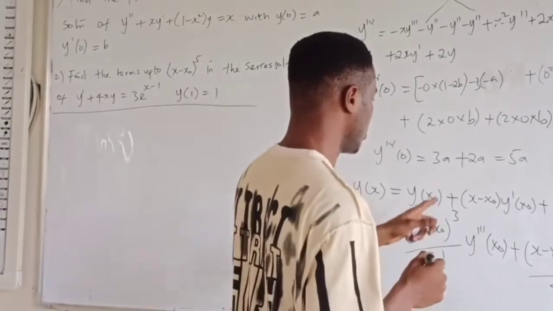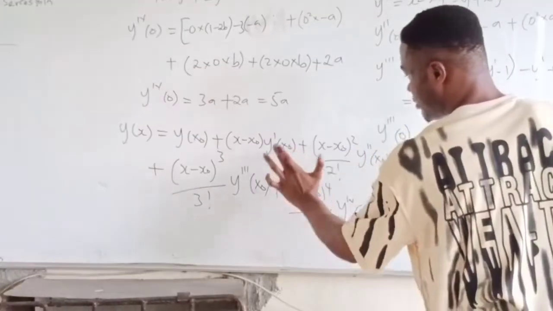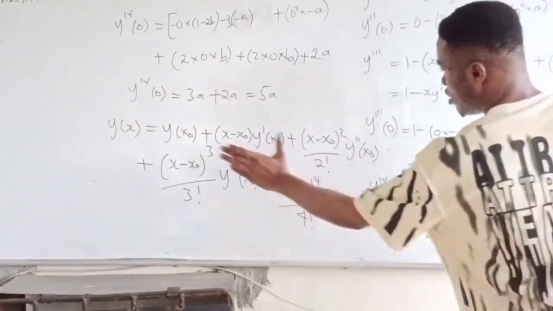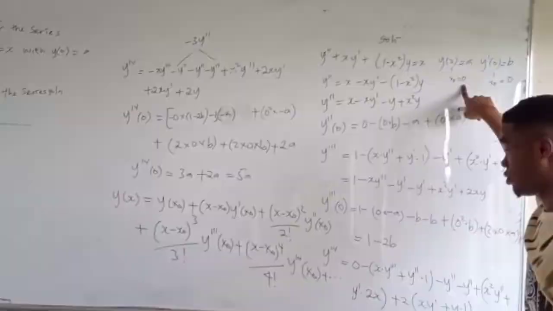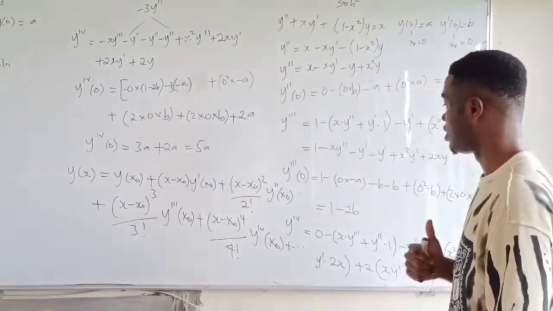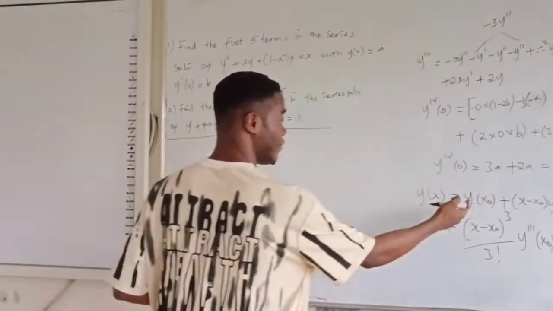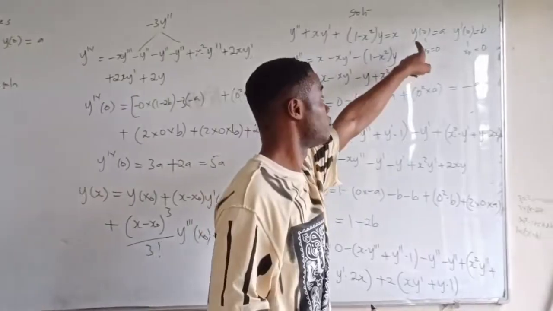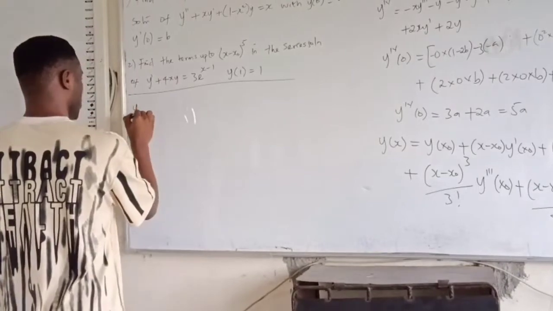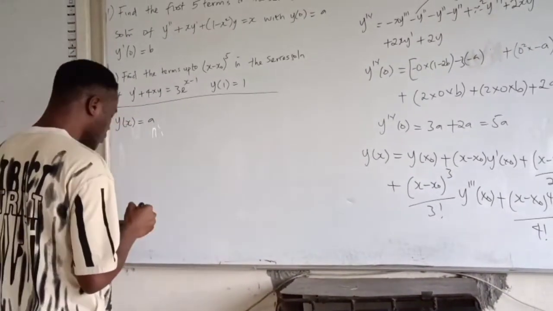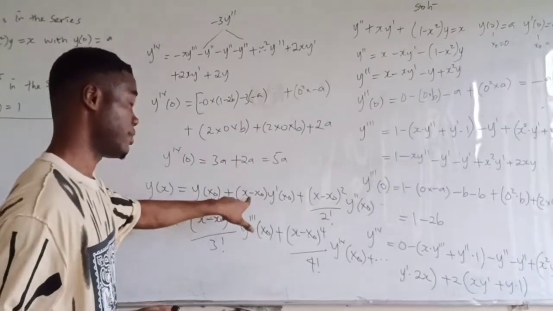So from here, the only thing we have to do is to apply the values of these primes into the series solution. So recall that our x naught is equal to 0. So whenever we see x naught, we should know that our x naught is 0. So let's go. For the first one, y of x naught, it's already given from this equation that y of x naught is equal to a. So the series solution becomes y of x is equal to a. Now to the second one, we have x minus x naught, which is x minus 0.